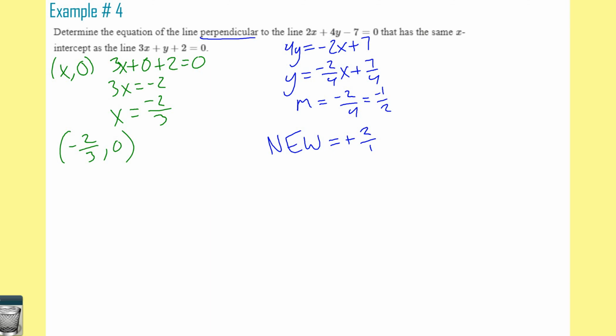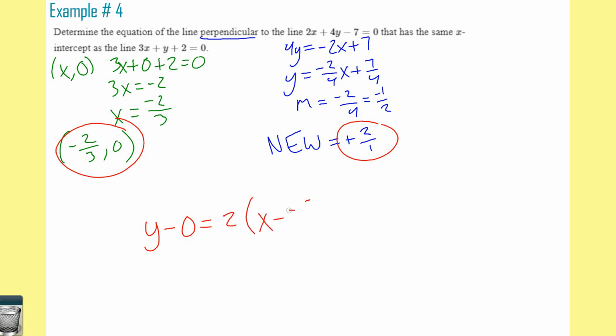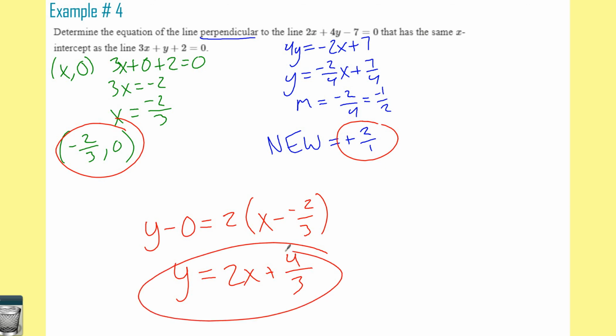Well, now I want to write my equation. So here's my point, here's my slope, plug it into point slope. Now since this one went away and it just became y equals, I'm going to go ahead and distribute that too, and might as well put it in slope-intercept form, just because I think that would be easier to write, if for nothing else. So we get plus 4/3. There's my equation.